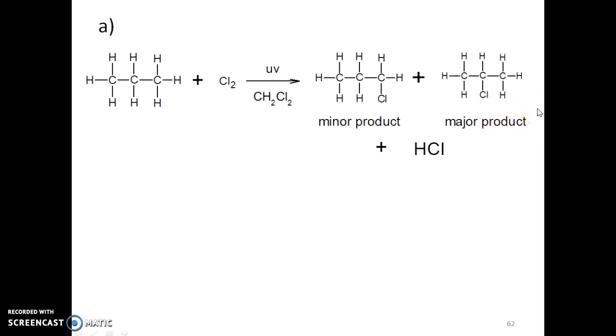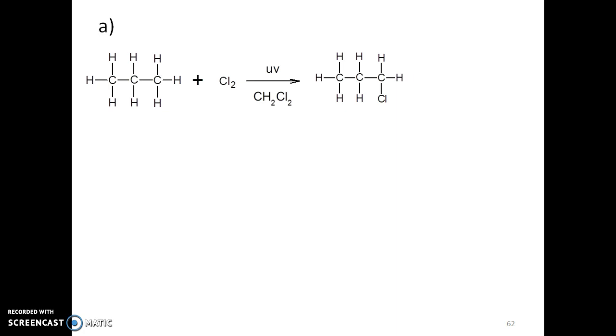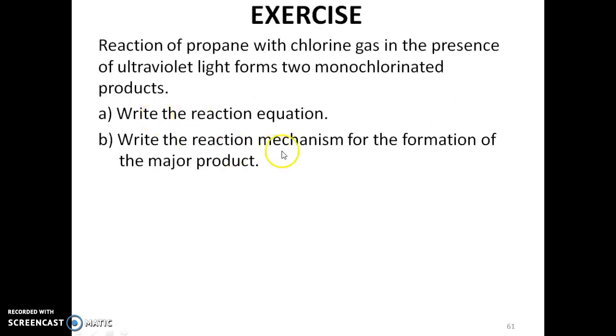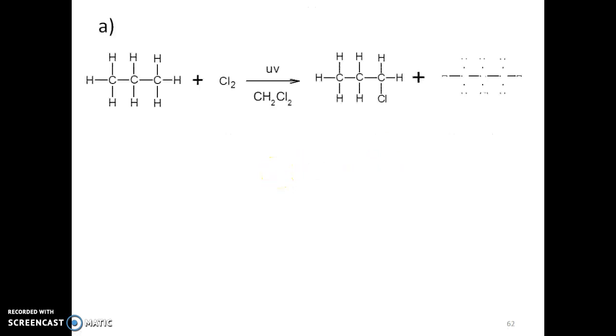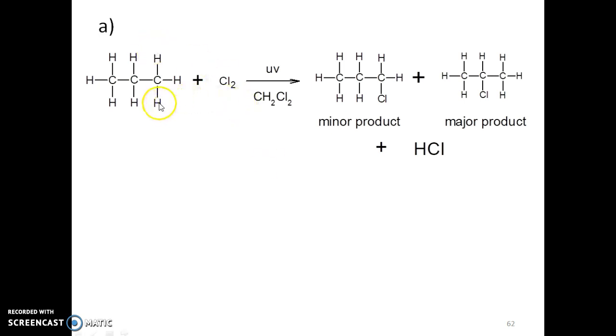So you can try to do the reaction mechanism. Question number B: write the reaction mechanism for the formation of the major product. So only focus on the formation of the major product. Okay, so do the chain initiating step, chain propagating step, and chain terminating step for the formation of the major product from propane. Good luck. See you in the next video.